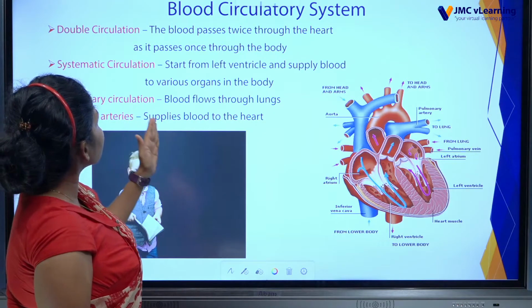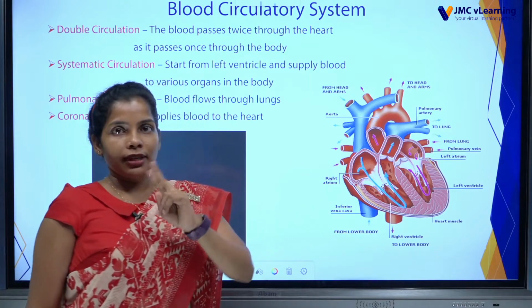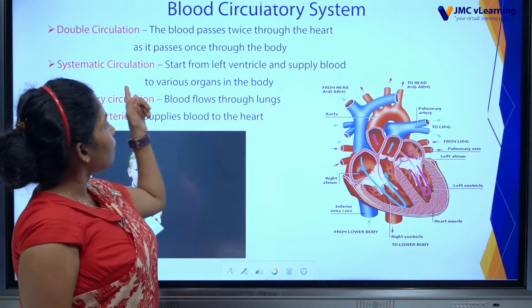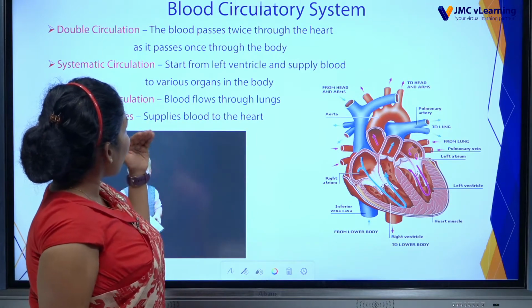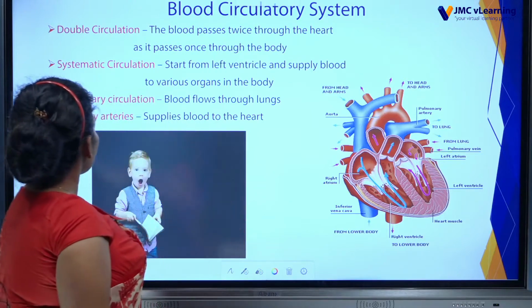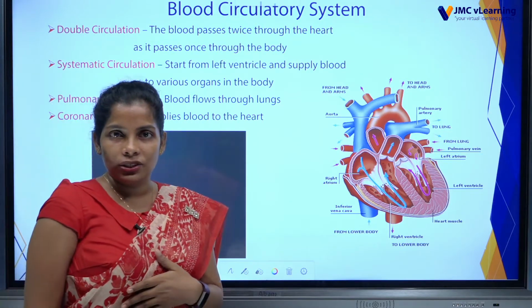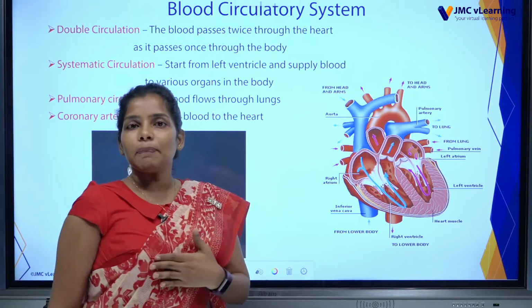First one, double circulation. What is it? The blood passes twice. Double means twice, no? The blood passes twice through the heart as it passes once through the body. And the other one is systemic circulation. It starts from the left ventricle and supplies blood.